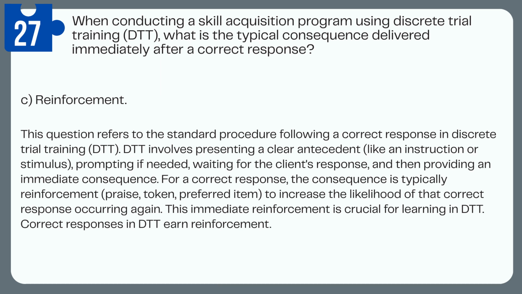Answer: C. Reinforcement. This question refers to the standard procedure following a correct response in discrete trial training, DTT. DTT involves presenting a clear antecedent, like an instruction or stimulus, prompting if needed, waiting for the client's response, and then providing an immediate consequence. For a correct response, the consequence is typically reinforcement, praise, token, preferred item, to increase the likelihood of that correct response occurring again. This immediate reinforcement is crucial for learning in DTT. Correct responses in DTT earn reinforcement.